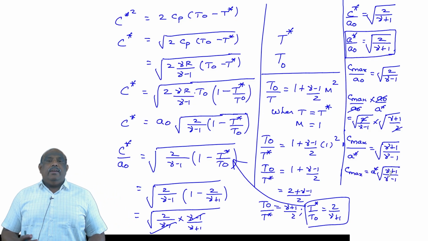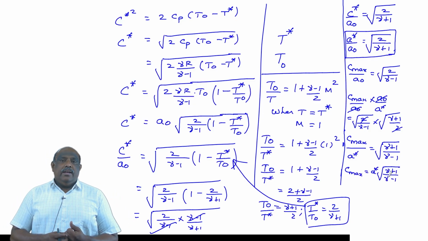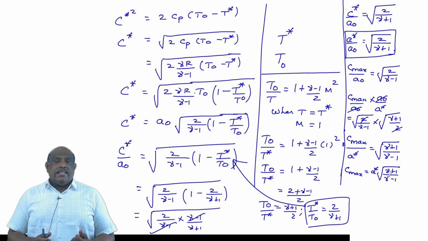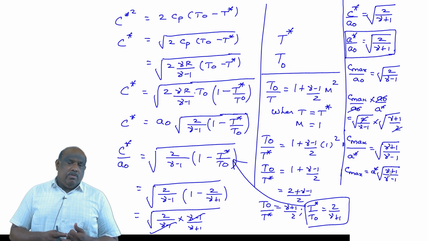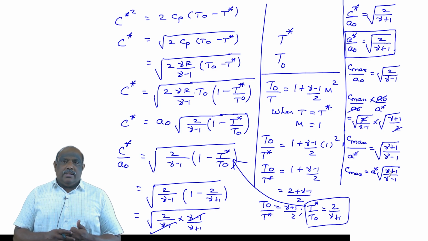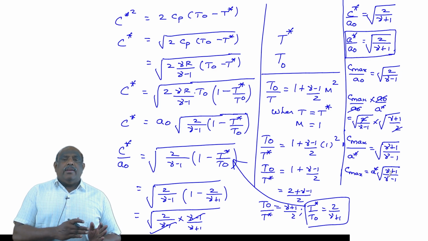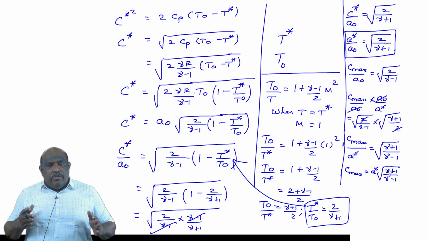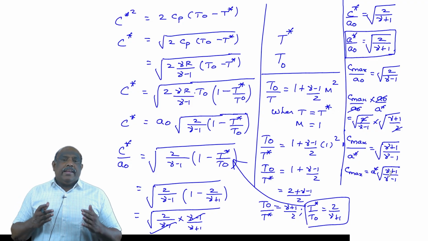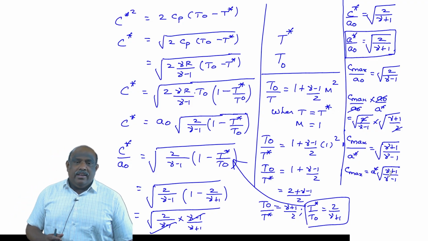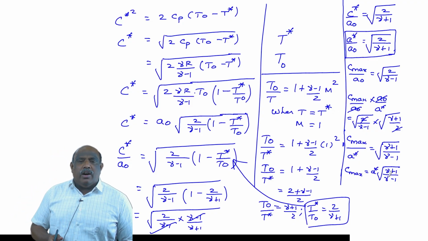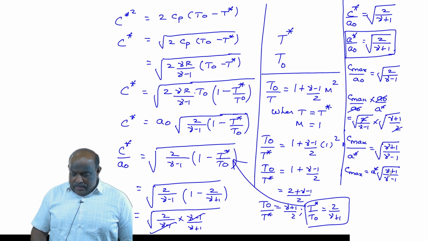So finally, what we arrived at is that we got C max in terms of A star. What about gamma? Gamma is a constant. So we are trying to relate the maximum velocity of flight to the critical velocity of sound in air. So we are trying to give a relationship between C max and A star.